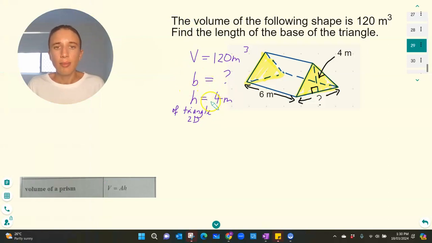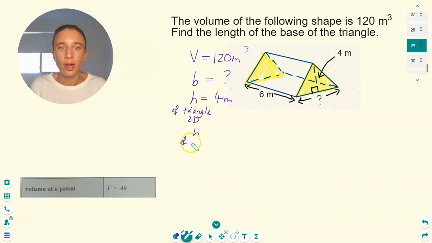Okay, what else are we given? We're given the height of the prism, which is how many times that same triangle stacks up. So it stacks 6 meters backwards, 6 meters. So I've got my little data table and I've also got a formula here.